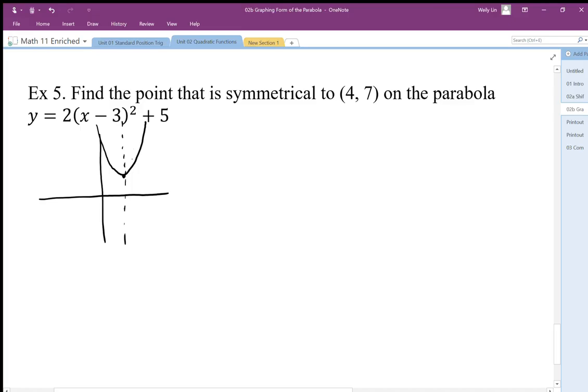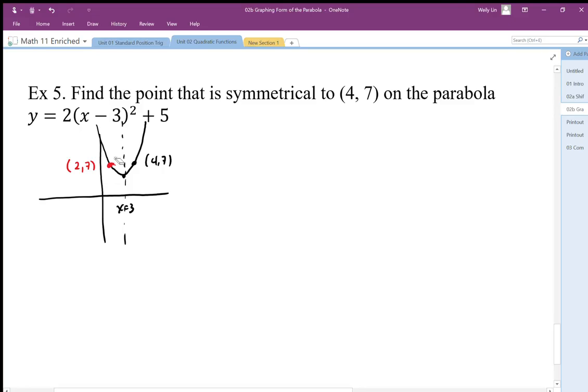And at 4 over, 7 up, (4, 7), that's going to look like that. And I'm being asked to find the symmetrical point over here. Okay, so we could probably just count this, right? So it's 1 over this way, 1 over this way, so that should be (2, 7). Okay, so that's perfectly fine. We can just solve it in that way.